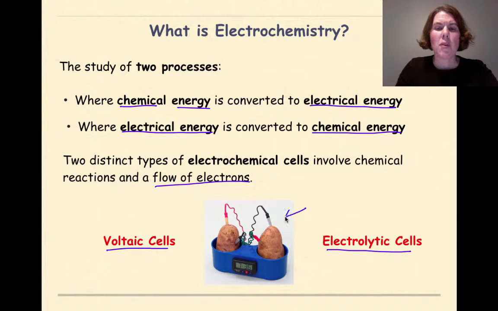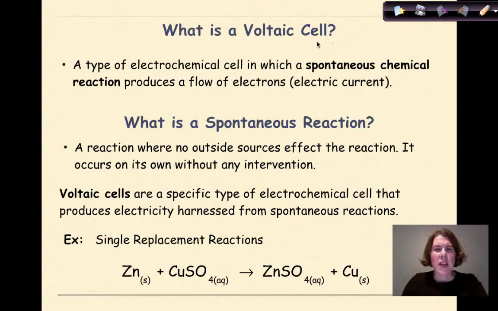We have an example of a potato clock right here, which is a chemical reaction producing electrical energy, and we've seen this before in the front of my classroom. So what is a voltaic cell? A voltaic cell is a type of electrochemical cell in which a spontaneous chemical reaction produces a flow of electrons, otherwise known as an electric current.